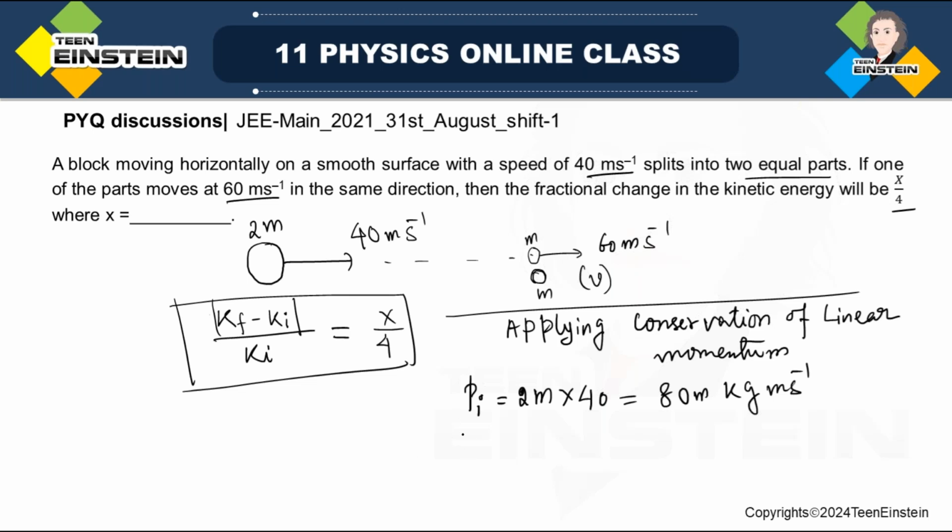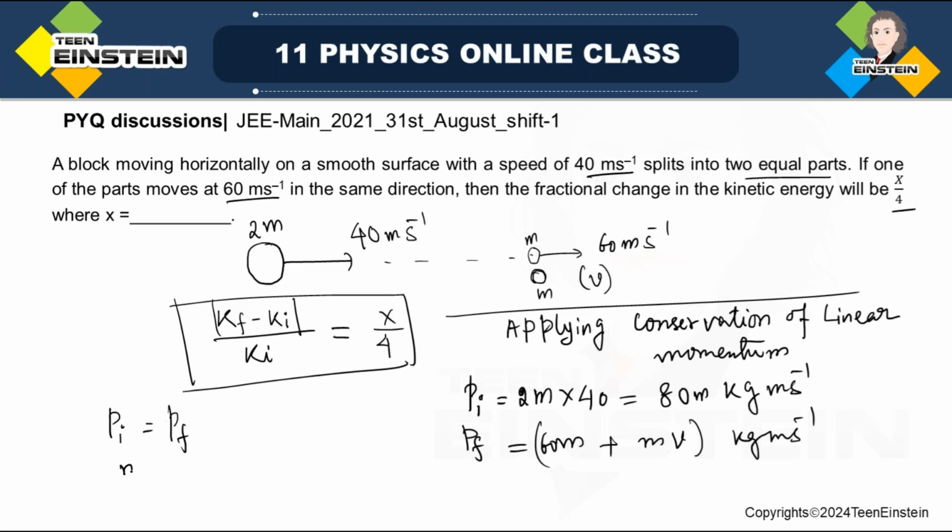But what is the final one? So the final one will be m into 60, so 60m plus m into v. I'm just taking it as plus. So this is also in kg meter per second. So these two will be equal. Linear momentum in any case will be conserved.